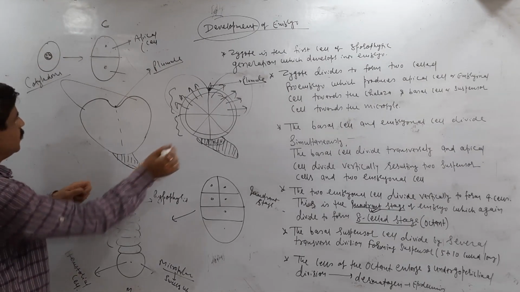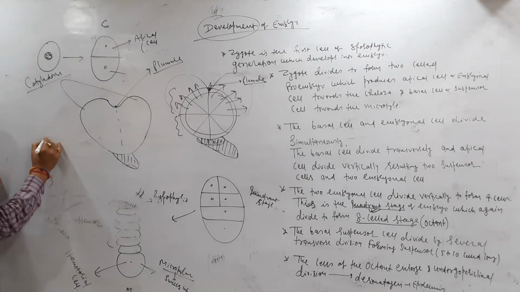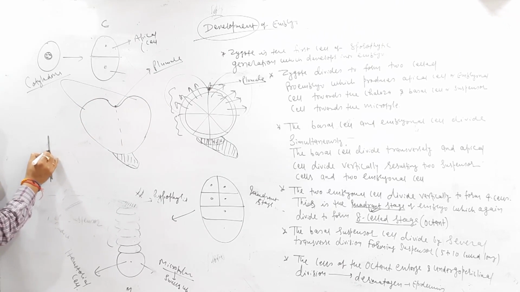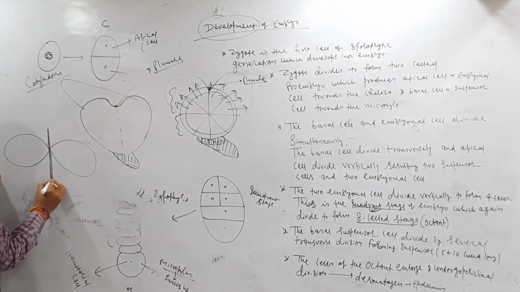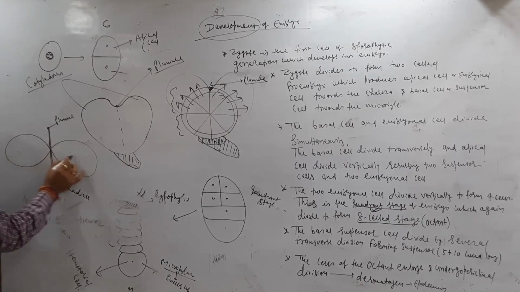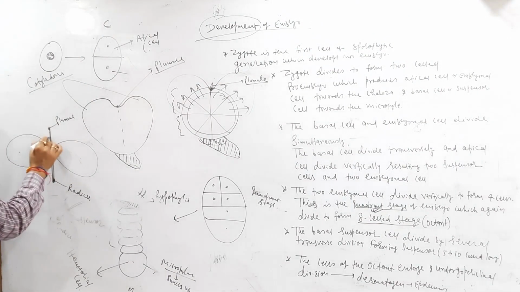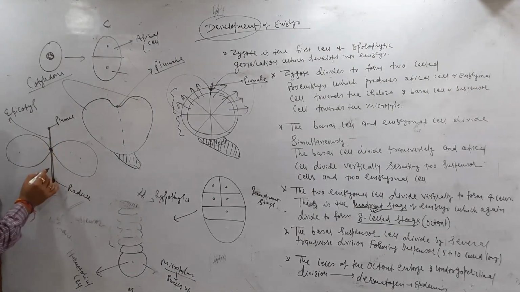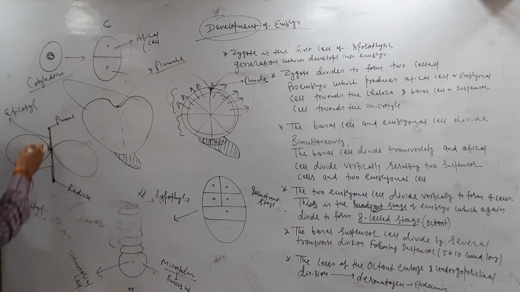Now I am drawing a diagram like this. This is the embryonal axis. These are the two cotyledons. This one is the plumule. This one is the radicle. These are called the cotyledonary node, where two cotyledons meet. This one is called epicotyl, between the plumule and cotyledonary node, and this one is called hypocotyl, between the cotyledonary node and radicle. This is the embryonal axis.